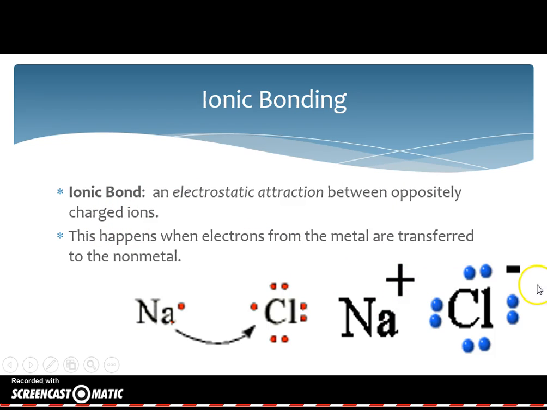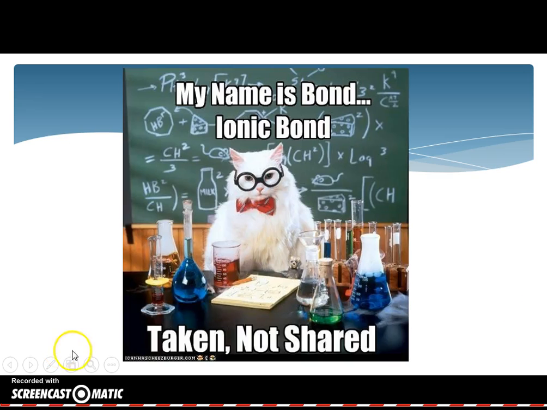So when you get a positive and you get a negative, there are your charges. That's where we get the electrostatic part. We have these oppositely charged things, and they stick together. When that electron is transferred from the metal to the non-metal, that's what gets us our charges, and that's what sticks them together. So again, for an ionic bond, the electrons are taken, not shared, which we'll talk about later. Those electrons are transferred or taken.